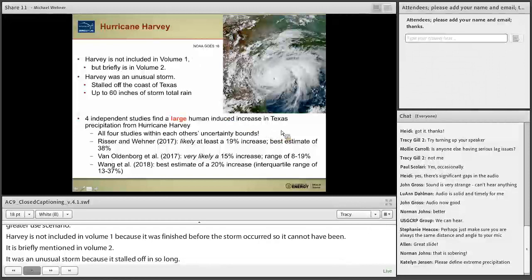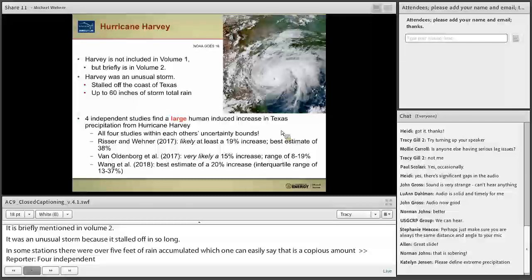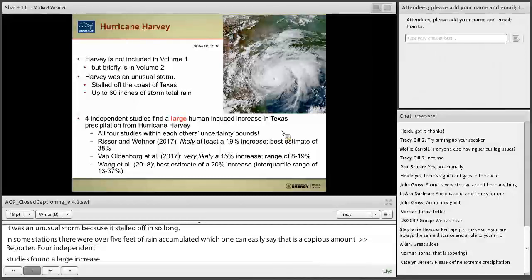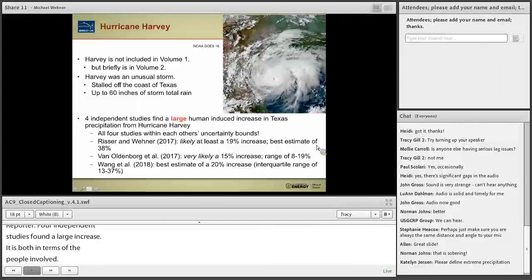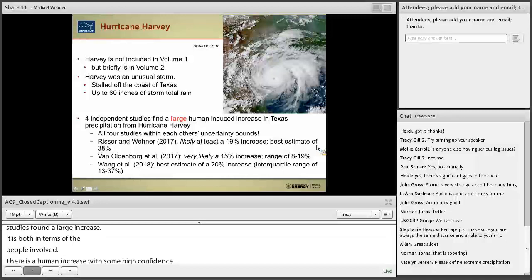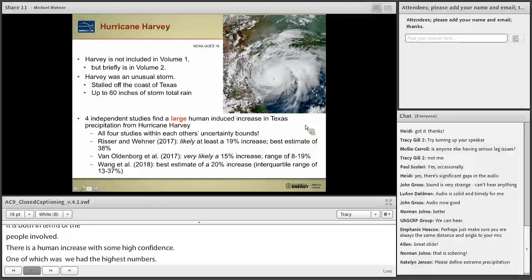So four independent studies found a large increase. All four studies are completely independent in terms of both the people involved and the methodologies used. So that, to me, suggests that I can make this statement that there's a large attributable human increase with some high confidence. One of which was my colleague Mark Risser at Berkeley Lab and myself. We had the highest numbers. We found that likely, and likely is one of these reserved words, there's at least a 19% increase with a best estimate of almost 40%.